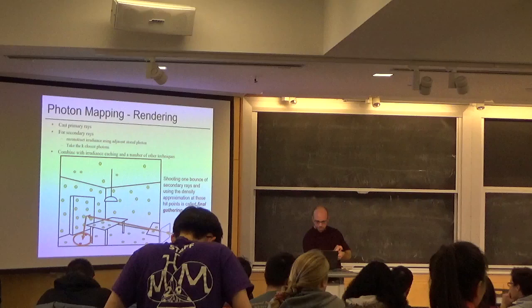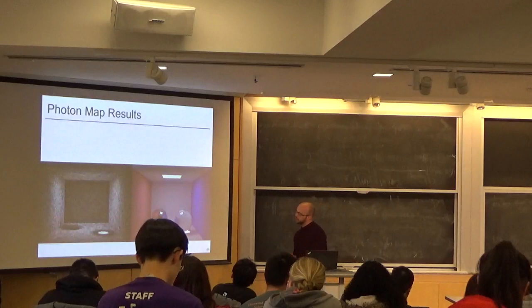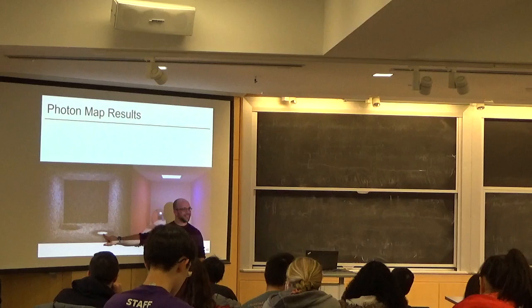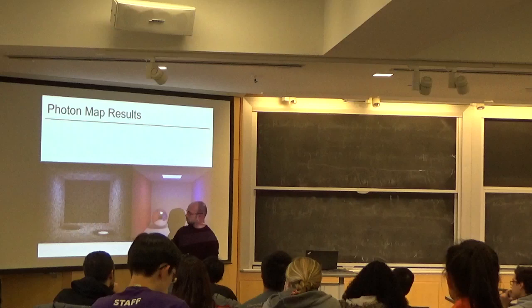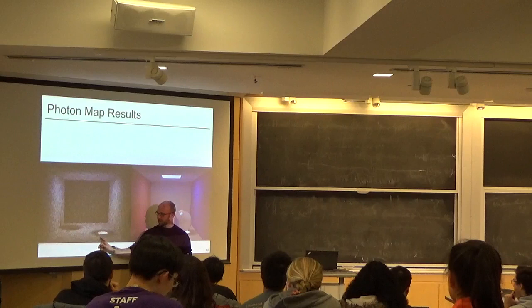So here's an example, and you can kind of see what's going on. For instance, a lot of the photons ended up right here, which makes sense because that's been focused from the light bulb downward. This is different from the irradiance caching algorithm, where most of your samples just ended up on sharp edges. With irradiance caching, it would be hard to detect that caustic.